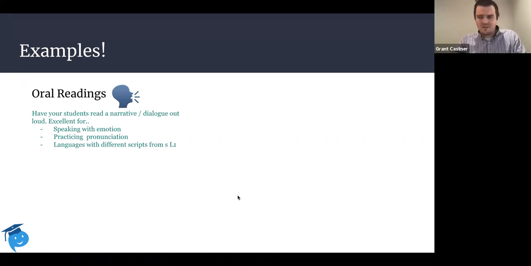It's great even for languages with a familiar script, if you're using the Latin script, Latin letters with, say, Spanish, French, German, Norwegian, Danish, whatever language you're teaching. It's so low pressure. They can speak with emotion. They can practice their pronunciation. They can pronounce questions like questions. They can be sad, really sad if they need to. They can use proper emotion, depending on the circumstance. And that alone can show comprehension. More examples. Dictations.